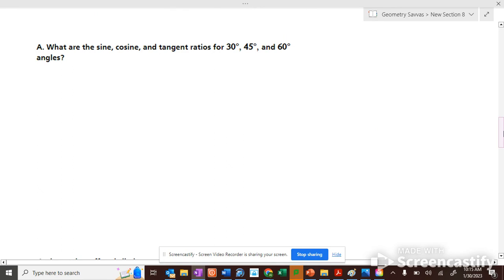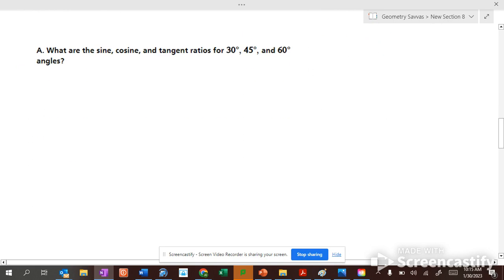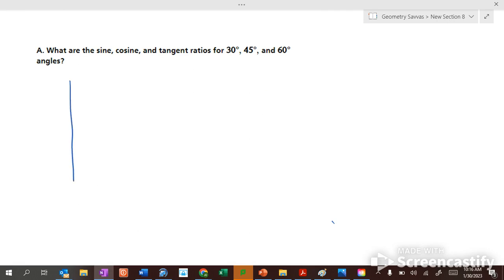We're going to continue on here. Now, remember we just got done with 30, 60, 90, and 45, 45, 90 triangles. So we're going to look at, well, what are the cosine and tangent ratios for those types of triangles? So, let's draw a 30, 60, 90 triangle here. Now, to make the numbers easy, I'll make my short side 1.